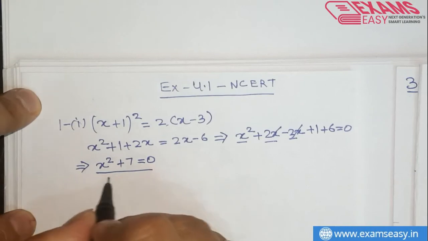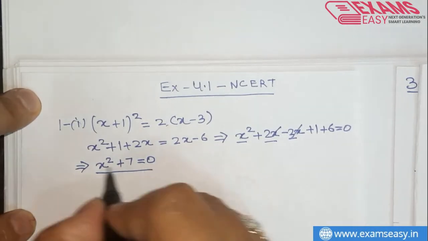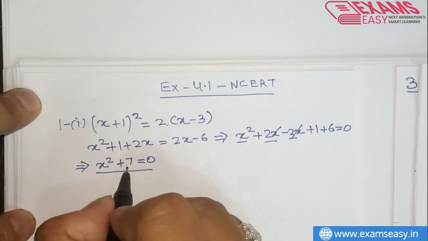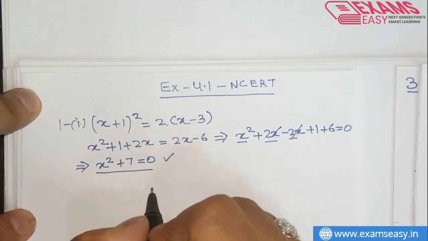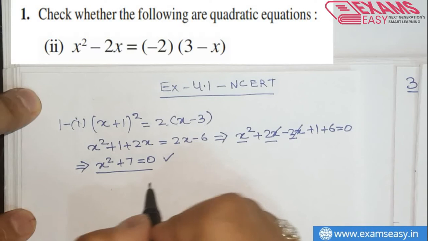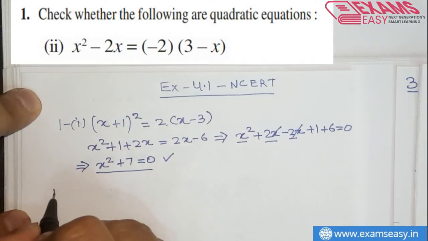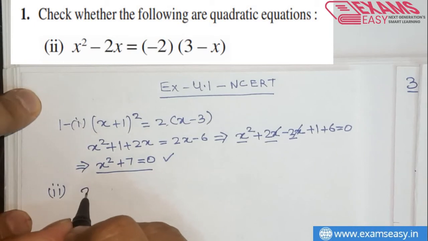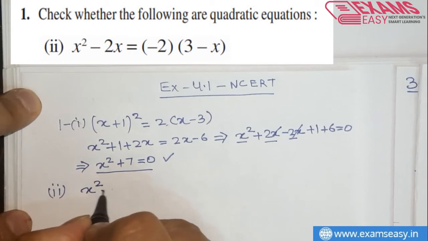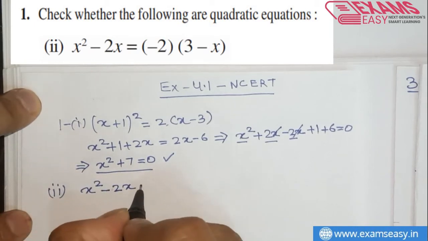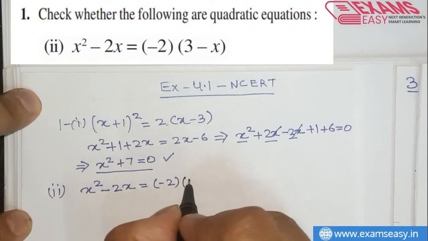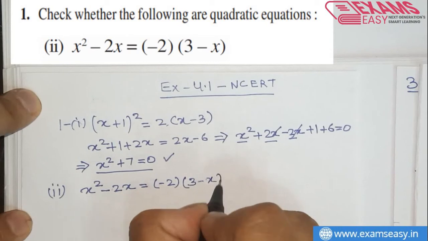Since x has the maximum power of 2 and it has only one variable, this is a quadratic equation. Let us try another example, that is the second one. It is given as x square minus 2x is equal to minus 2 into (3 minus x).